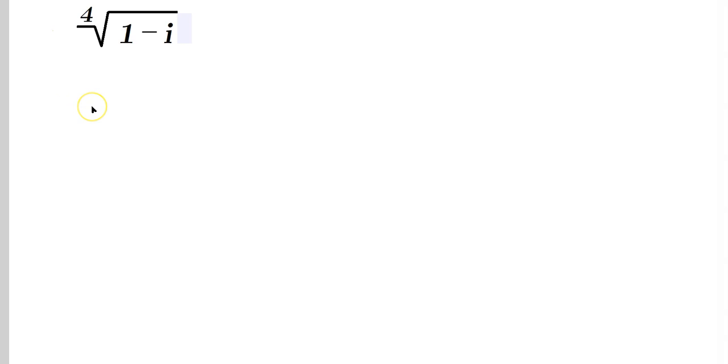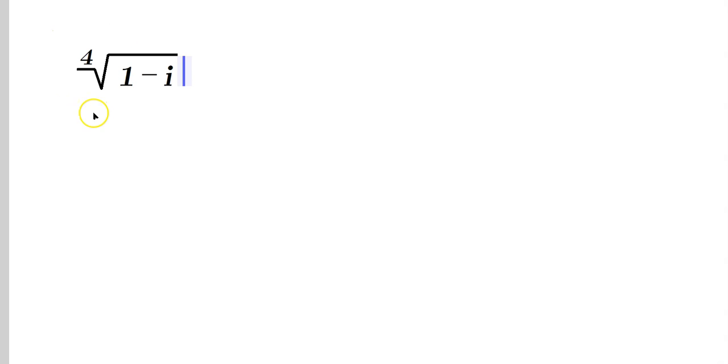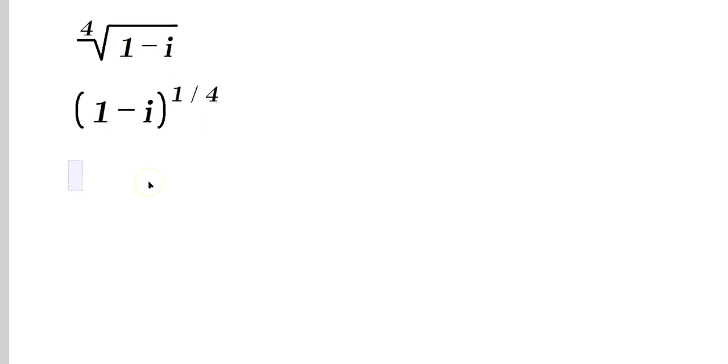Welcome friends, in this one, let's convert this number here, the fourth root of 1 minus i, into exponential form. So first of all, remember, this is equivalent to writing 1 minus i raised to the 1/4. Now, let's think about the number 1 minus i.